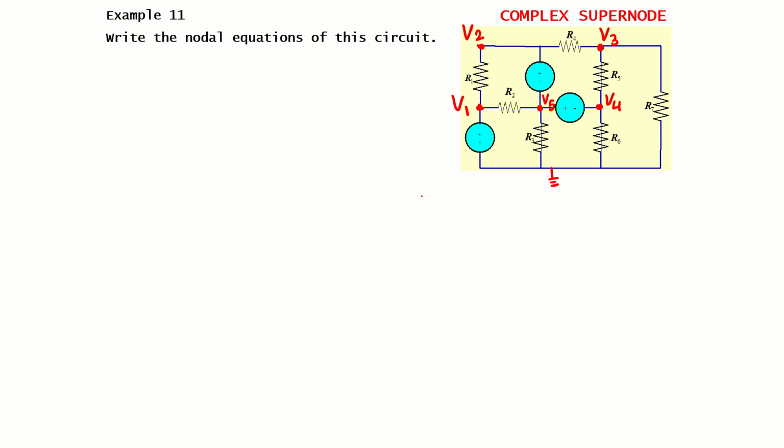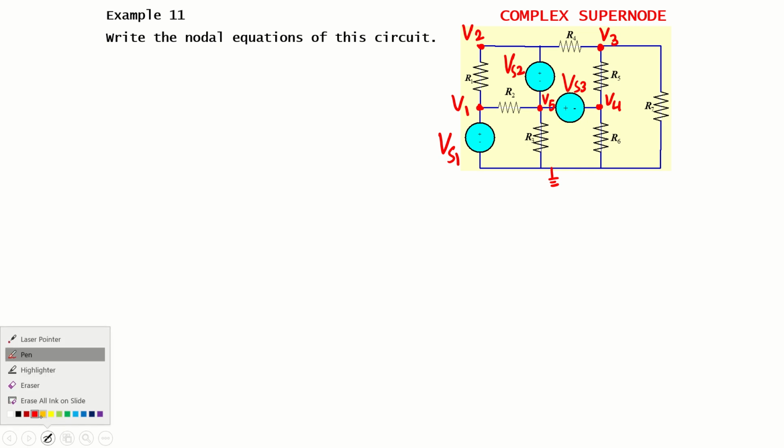And we have these voltage sources here, and the value of those voltage sources could be any value. For example, let's label this as vs1, let's label this as vs2, and this as vs3. It could be any value, for example 2 volt, 10 volt, 20 volt, any value. Just for reference purposes we put the variable values.